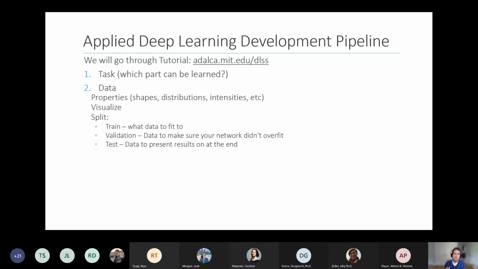Data is very, very important. In the tutorial, you'll see that I have all these explanations about how to best treat data. First, we have to very carefully think about the properties of our data. What are the shapes? What's the distribution of our data? What are the intensities? What's the variability? And those sorts of things. To a large degree, those properties will determine how well deep learning is going to work.